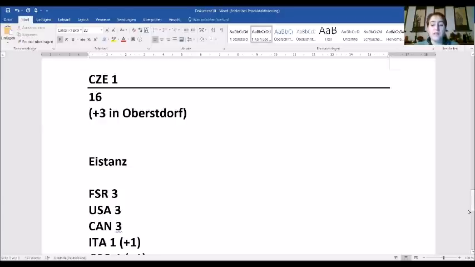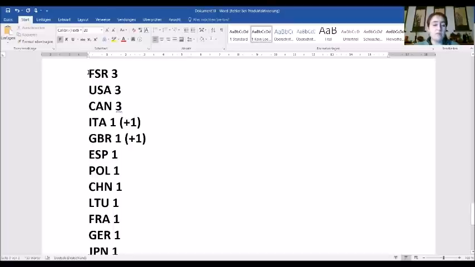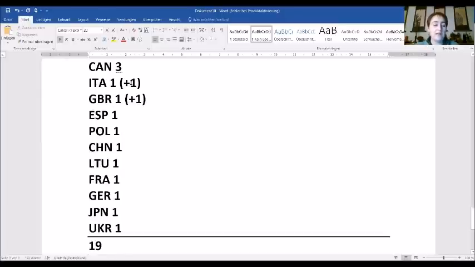Ice dance. Here we have 3 countries with 3 spots direct qualified: Russia, USA, and Canada. And 2 countries have the possibility to get a second spot: Italy and Great Britain. Italy because the second pair was not in the final free skating, and Great Britain because they only had 1 couple competing. A number of countries secured 1 spot.